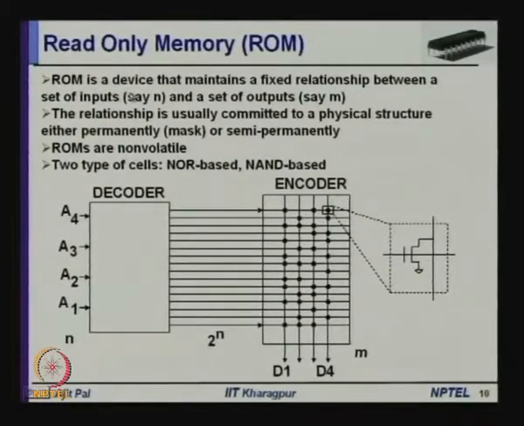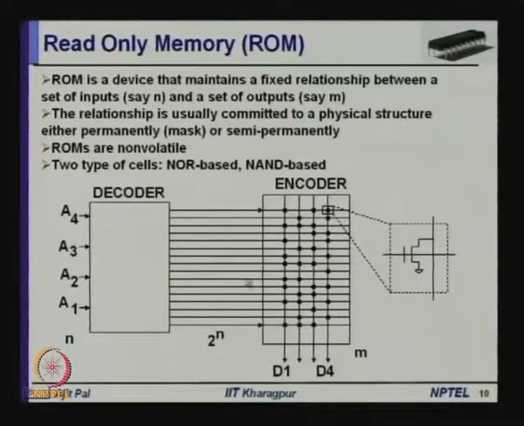So, read only memory is a device that maintains a fixed relationship between a set of inputs and a set of outputs. So, despite its grandiose name, it is functionally very simple. If you look at the function of a ROM, read only memory, it has essentially got two components, a decoder and an encoder, as it is shown in this diagram.